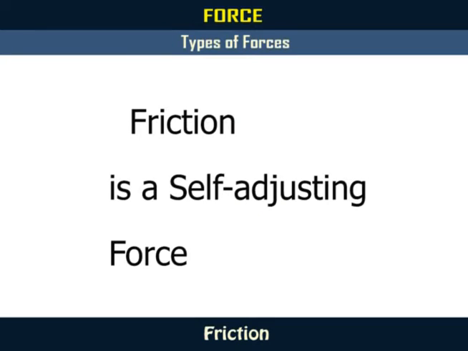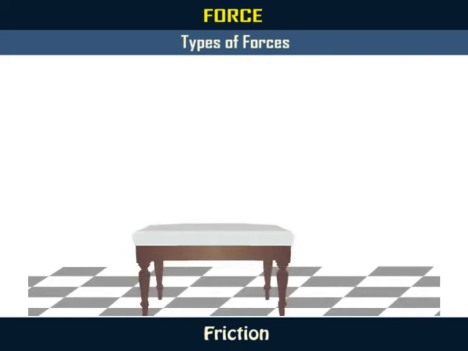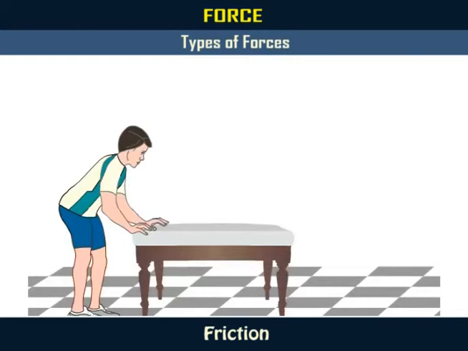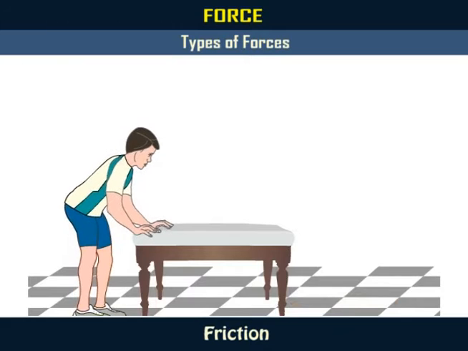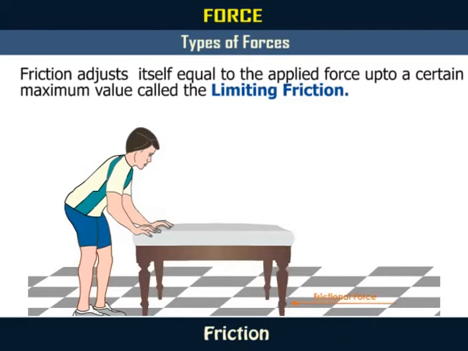Interestingly, friction is a self-adjusting force. Consider a table standing on the floor. When you try to push it gently, it doesn't move. The frictional force opposes the motion. When you increase the pushing force, still the table doesn't move, and this shows that the force of friction increases as well. Friction always adjusts itself equal to the applied force up to a certain value called the limiting friction. Once the applied force surpasses this value, the object starts to move.